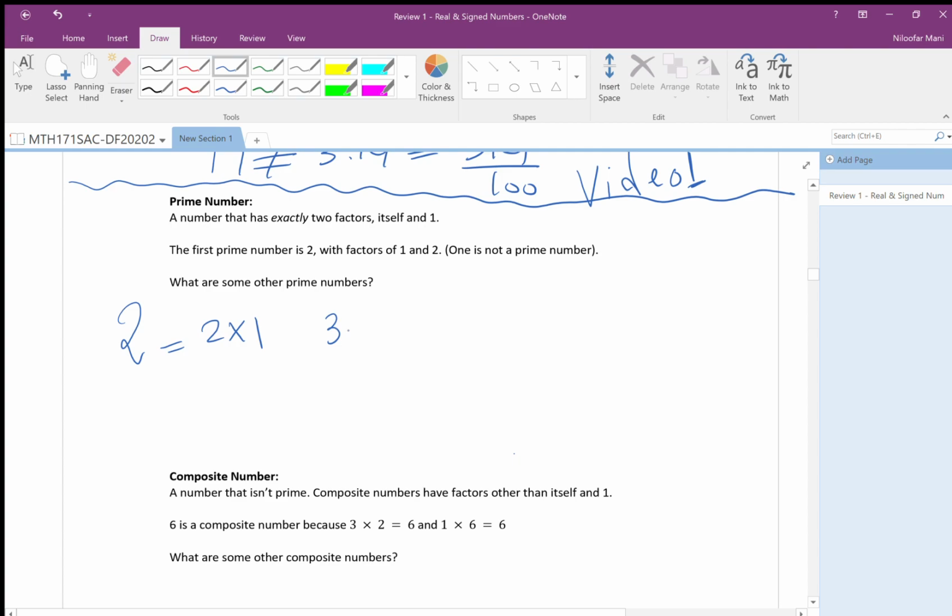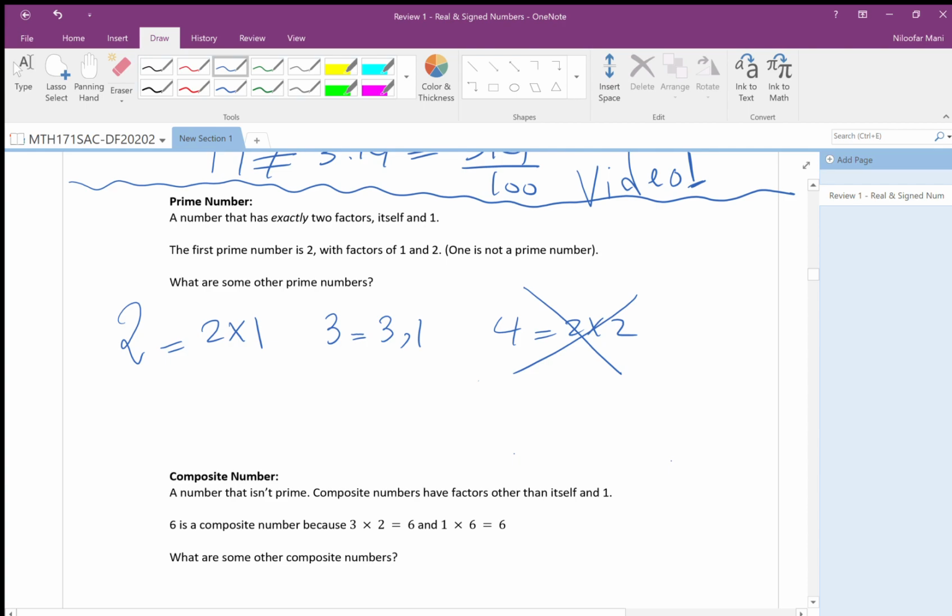3 is a prime number because it has 3 and just 1. Okay, so those are the factors. If I can break the number into different numbers, I can't for 3. But how about 4? 4 is 2 times 2, 4 is 4 times 1. So 1, 2, 4 are factors of the number 4. So I say 4 is not a prime number.